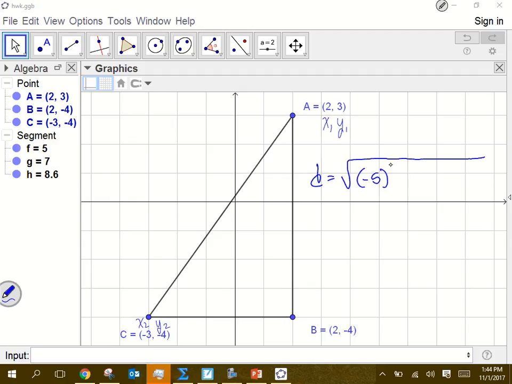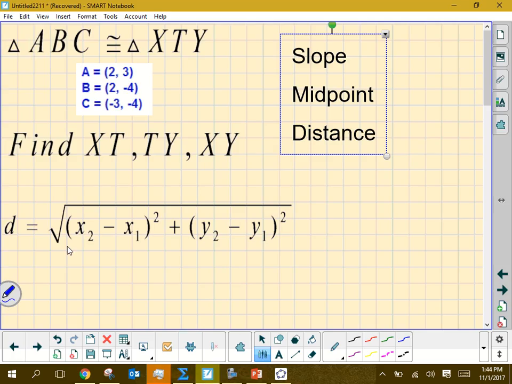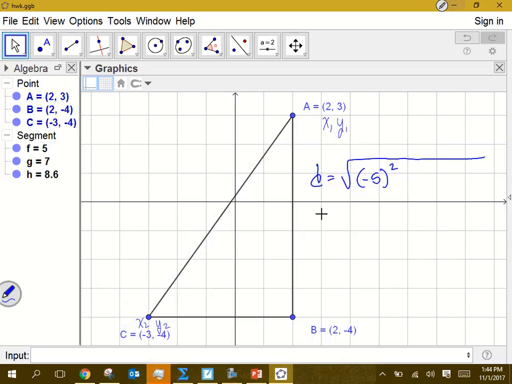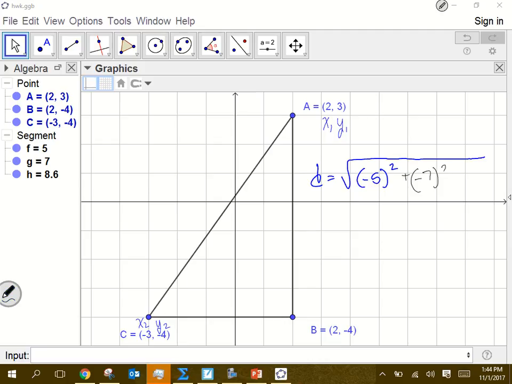Okay? We're then going to square that. So that there is the x2 minus x1 squared that we saw in the formula right here. We subtracted the x's, and then we're going to square it. The next thing says subtract the y's, and you're going to square those. So I'm going to look at my y values, and I get negative 4 minus 3. What's negative 4 minus 3? Negative 7. So now I'm going to square that.